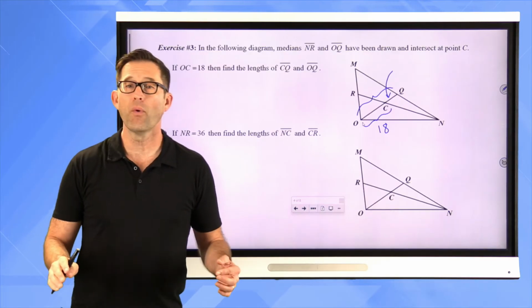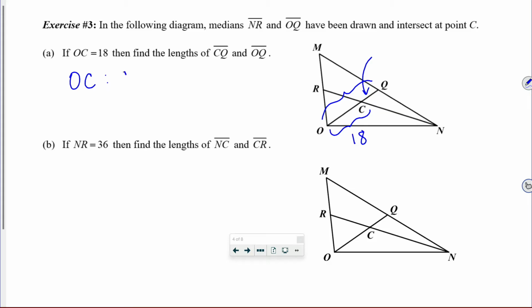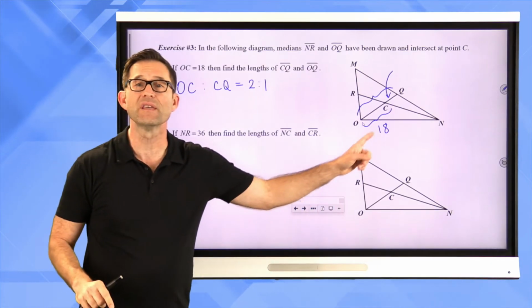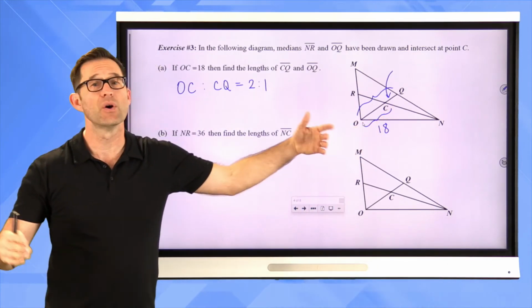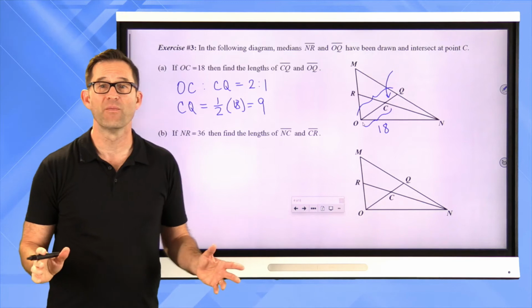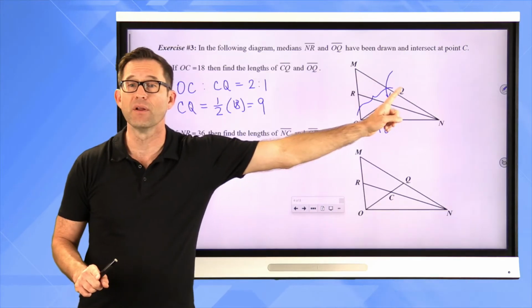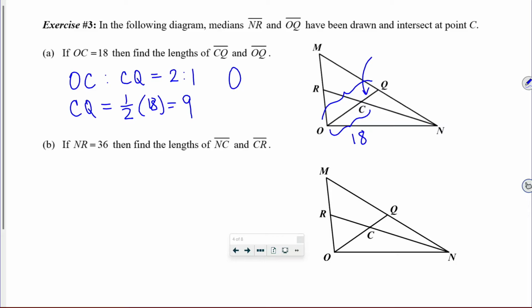Well, the whole point of partitioning, right, is that OC to CQ is equal to 2 to 1, okay? In other words, OC is twice the length of CQ. So that should make it easy. CQ, then, is 1/2 of our 18, and that's equal to 9, right? That's simple. And now, of course, OQ is very easy because OQ is simply OC plus CQ. So OQ is equal to 18 plus 9, which is equal to 27.